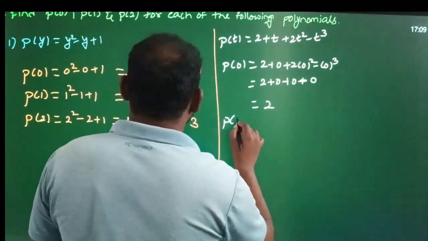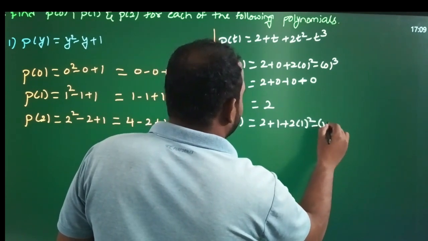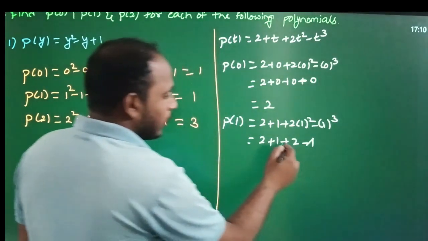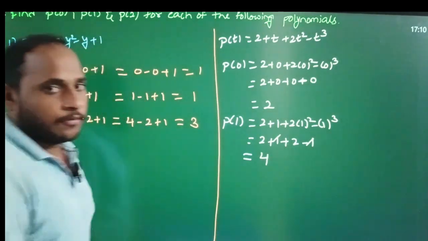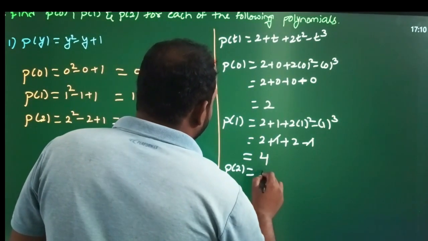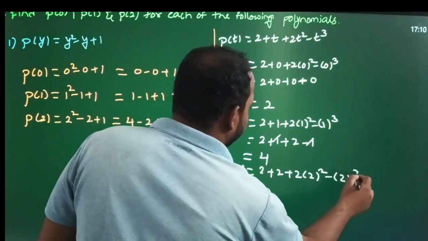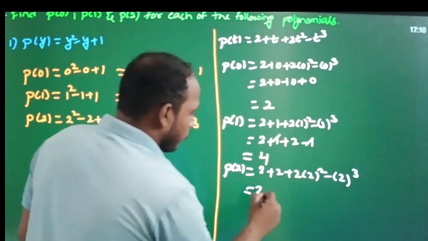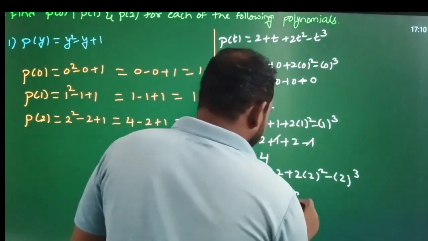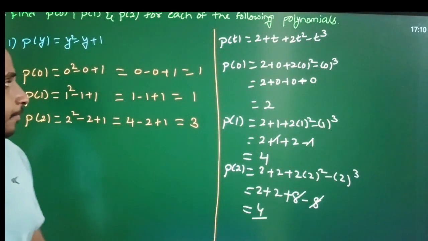Next p of 1. In the place of t we replace 1. Therefore 2 plus 1 plus 2 minus 1. Here minus 1 plus 1 gets cancelled. 2 plus 2 is 4. Next one p of 2. Therefore 2 plus 2 plus 2 into 2 square minus 2 cube. Therefore 2 plus 2. There 2 square value is 4. 4 into 2 is 8. 2 cube value is 8. Minus 8 plus 8 gets cancelled. 2 plus 2 is 4.